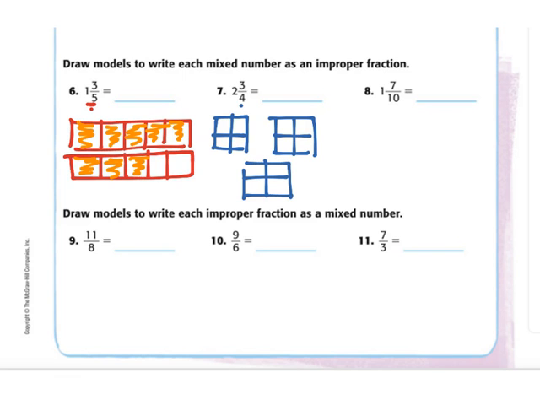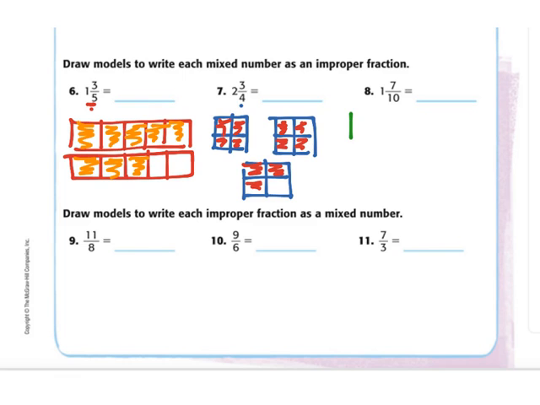Let's color them in. I know I've got 2 wholes, so there's 1 whole, 2 wholes, and then I've got 3 out of that final model. All right, 1 7/10. So here I know I've got 1 whole and then 1 partial, so I'll put those together. I need 2, and I need 10.